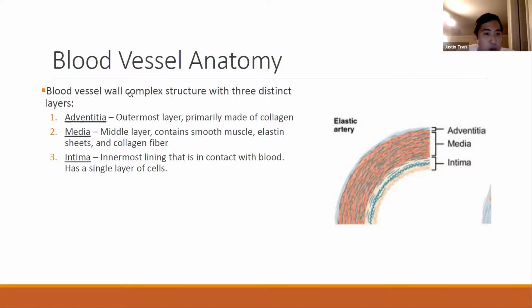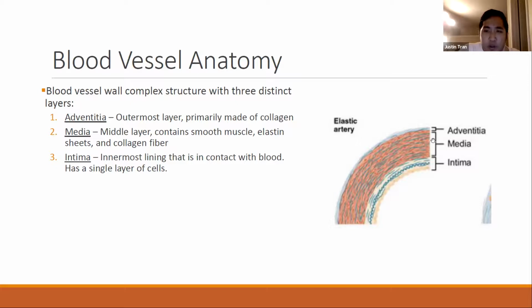Okay, and so now let's talk about the anatomy of blood vessels, right? Your blood vessels are basically your arteries and your veins. They're basically the tubes inside your body, but they have quite a complex structure. There are three different layers to your blood vessel: the adventitia, the media, and the intima. We'll go from the outside in, and on the outside we have your adventitia, which is primarily made of a material called collagen.